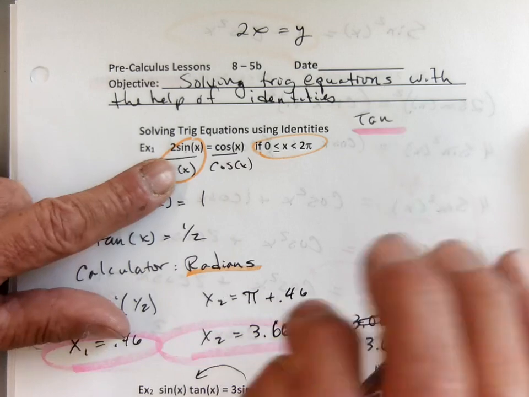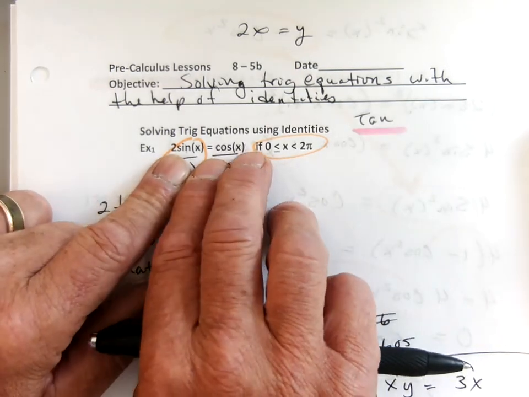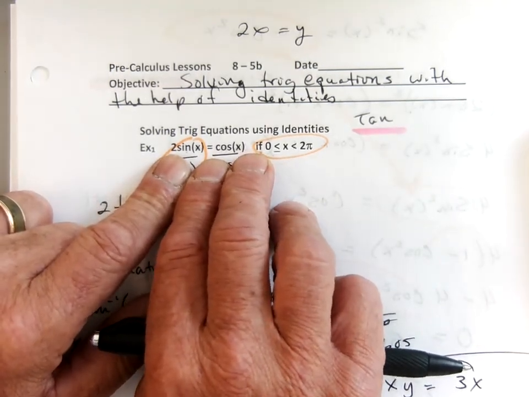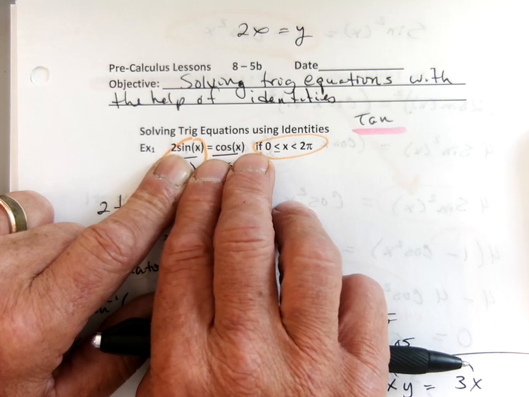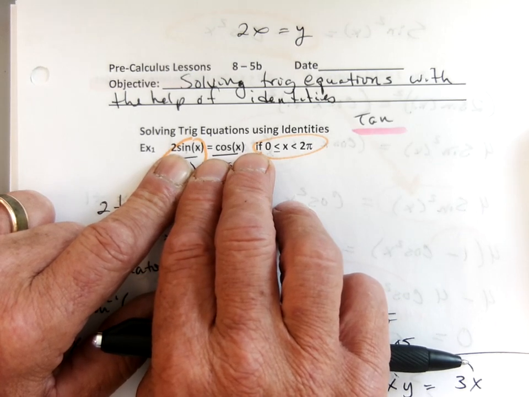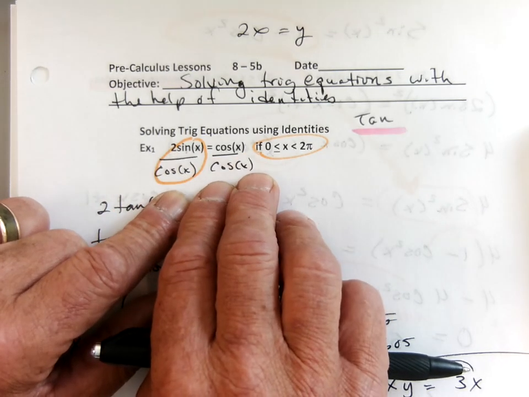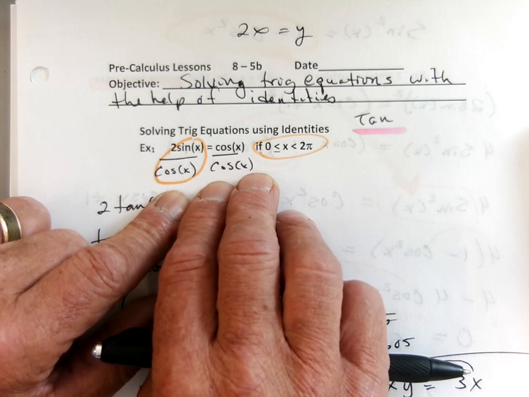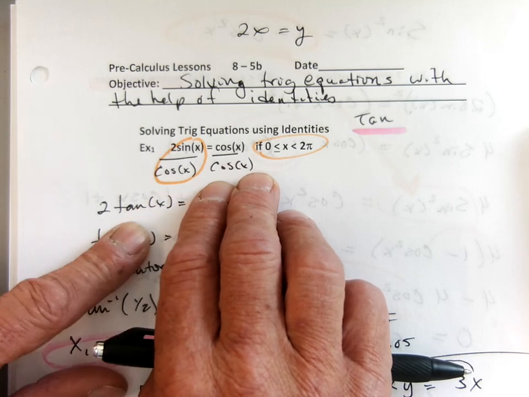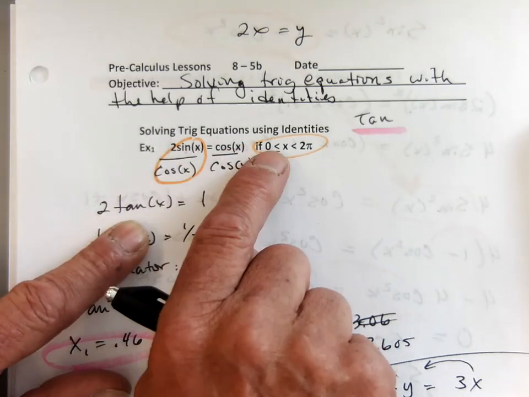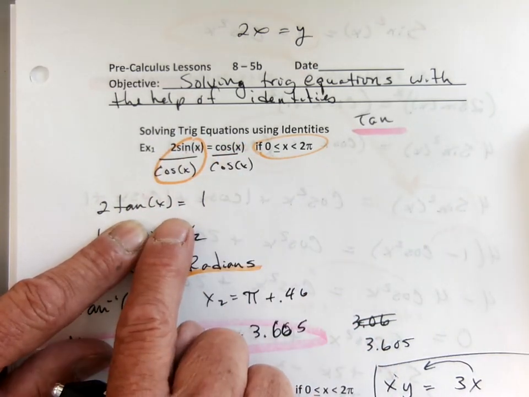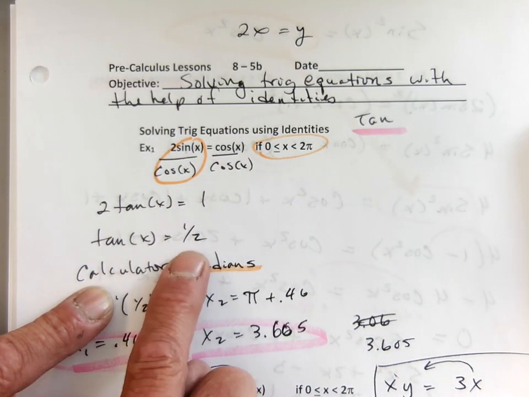So number one, here it is. You get 2 sine equals a cosine. So what you have to do is, you can't change a sine to a cosine, but if you divide by cosine, you change the whole thing into a tangent. So then, instead of 2 different values, you wind up with a tangent. And then you just solve, divide by 2, tangent equals 1/2.